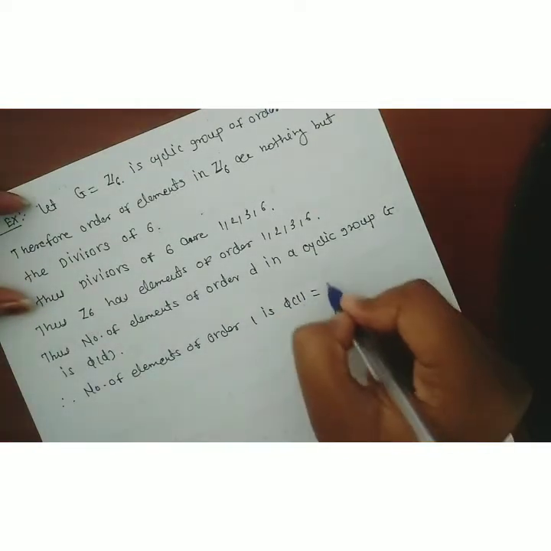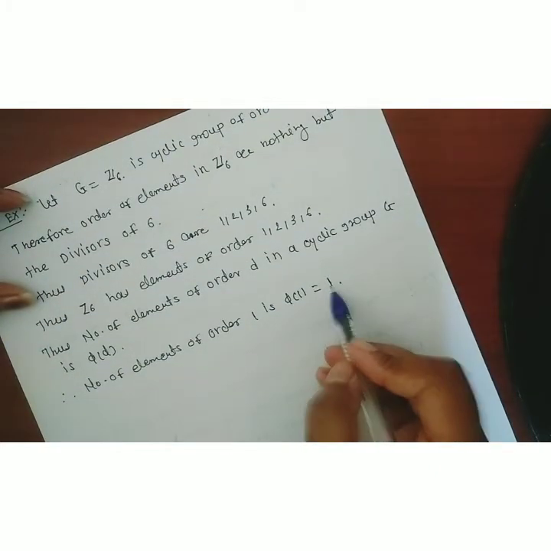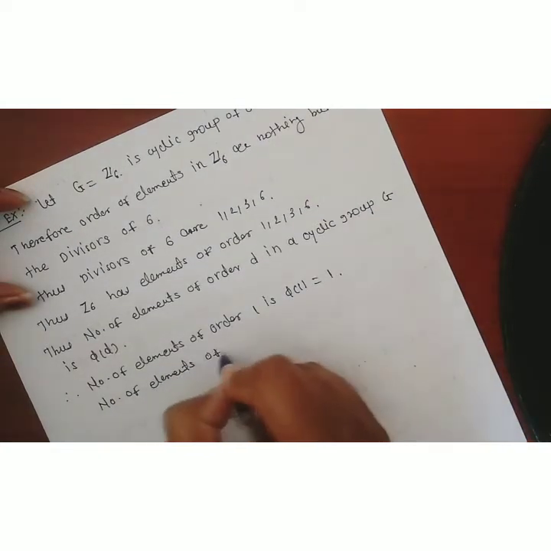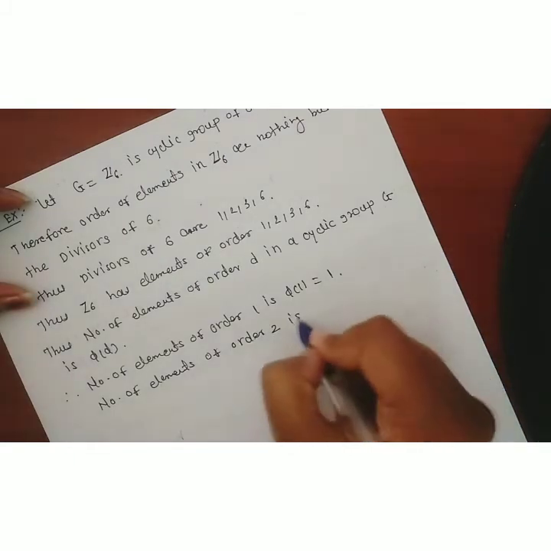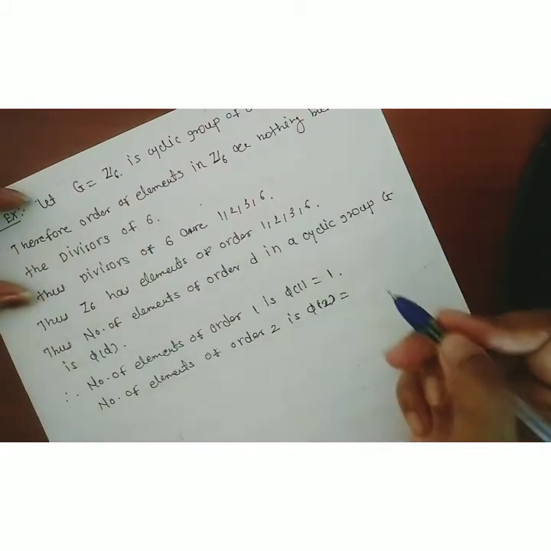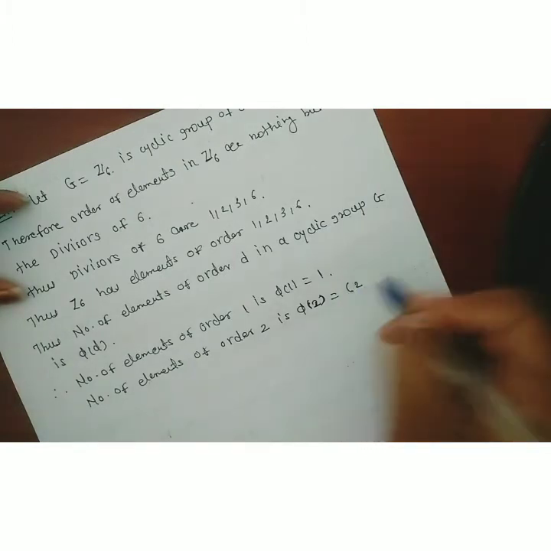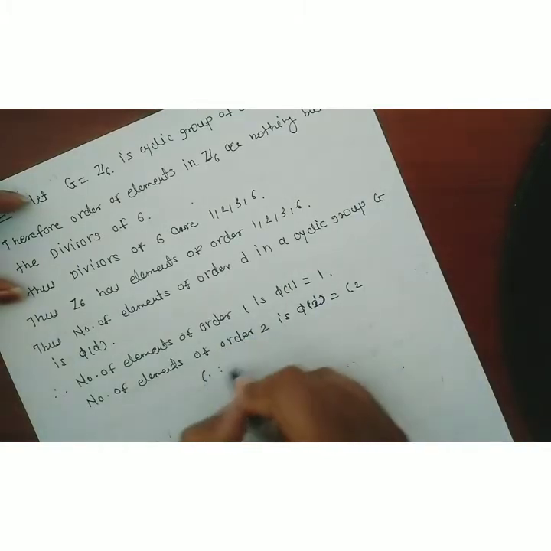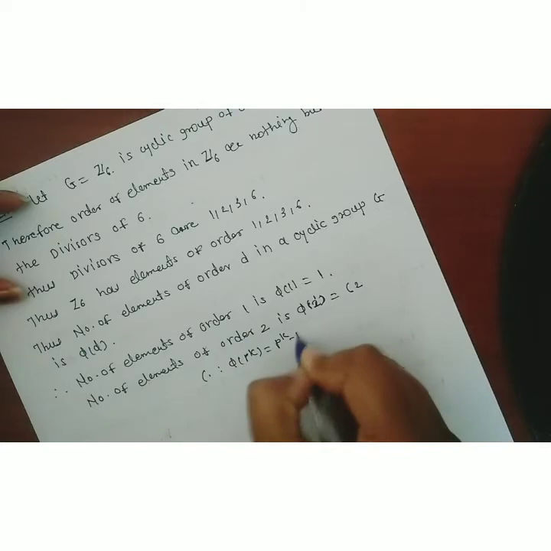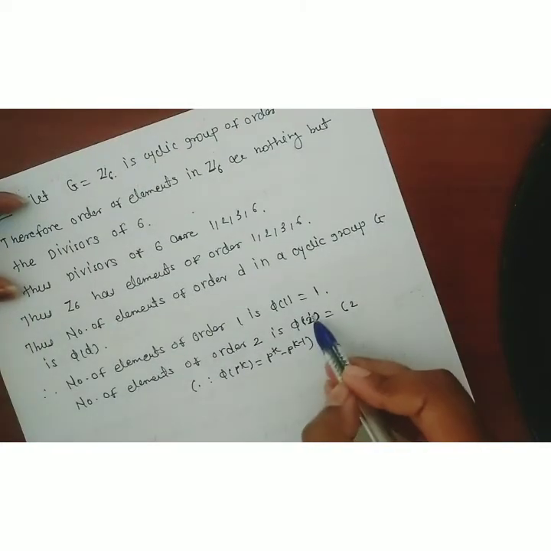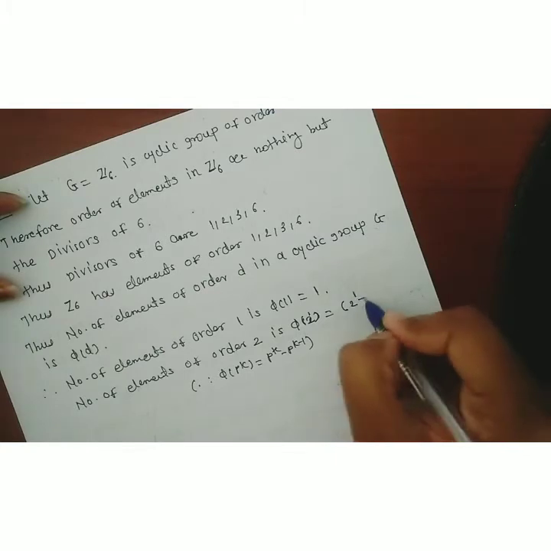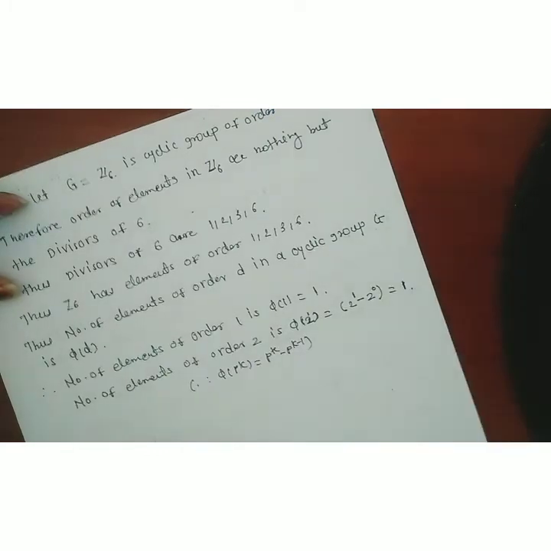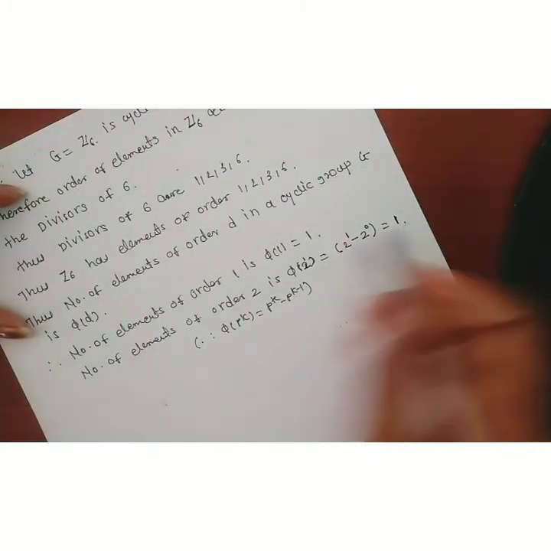What is the value of phi of 1? We know that it is 1. Thus the number of elements of order 1 is 1. Now the number of elements of order 2 is phi of 2. What is the value of phi of 2? We know that phi of p raised to k is p raised to k minus p raised to k minus 1. Here k is 1, so this is p raised to 1 minus p raised to 0, which implies 2 minus 1, which is 1. Therefore the number of elements of order 2 is again 1.